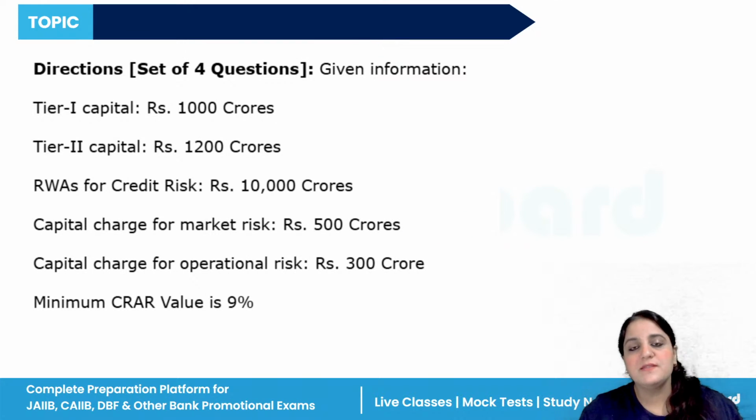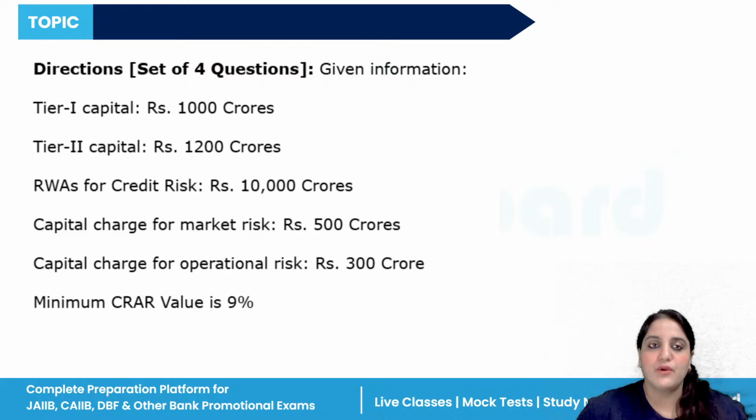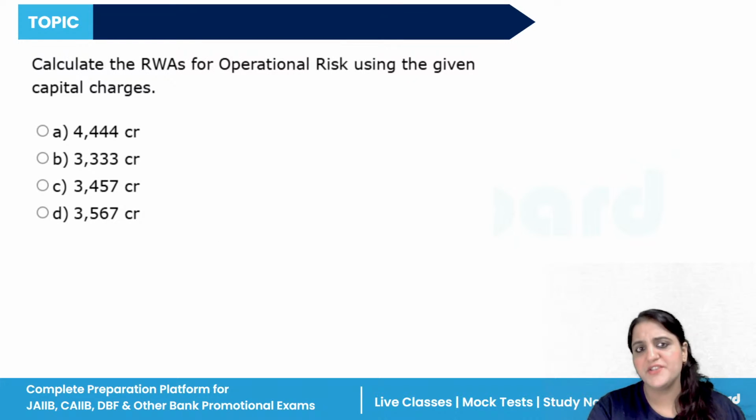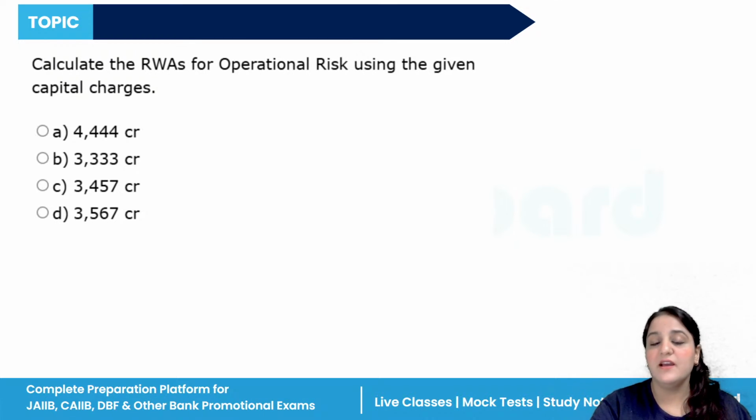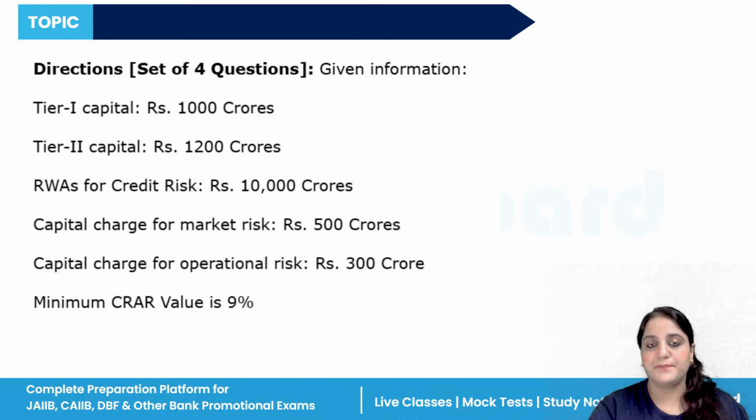Now 4 questions are given. We have to find out the questions which were asked. In this, tier 1, tier 2 capital is given, risk weighted for credit risk is given, capital charge for market risk is given, capital charge for operational risk is given, minimum CRAR value is given. First question is asking, calculate the risk weighted asset for operational risk using the given capital charges.